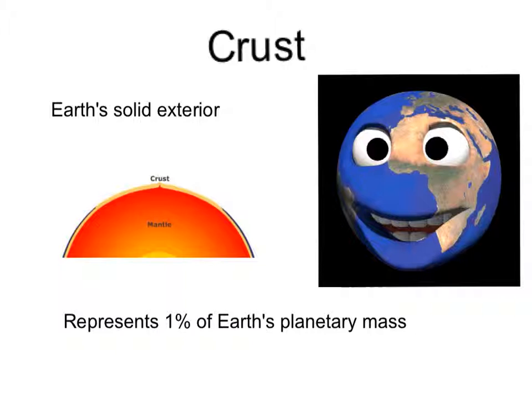Earth's solid exterior is the crust. It is composed of a great variety of rock types that respond in diverse ways and at varying rates to surface processes. The crust represents 1% of Earth's planetary mass. As the outermost layer of the solid Earth, the crust comprises the ocean floor and the continents and is of primary importance in understanding surface processes and landforms. The density of rock matter in the crust is lower than that in the core and mantle.